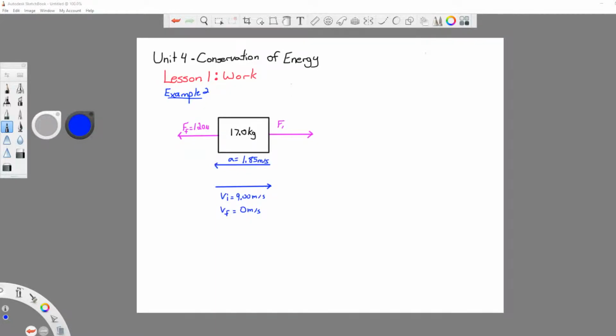All right, and welcome to Unit 4, Conservation of Energy, Lesson number 1 on work. And in this video, we are going to be going over example number 2.